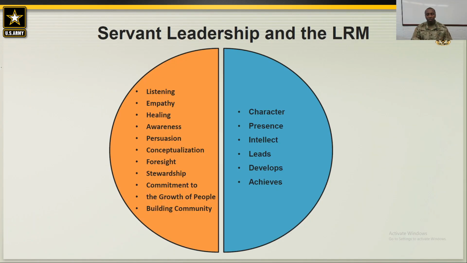So within servant leadership, there are 10 principles, which are listening, empathy, healing, awareness, persuasion, conceptualization, foresight, stewardship, commitment to the growth of people, and building community. Let's go over each one of these.